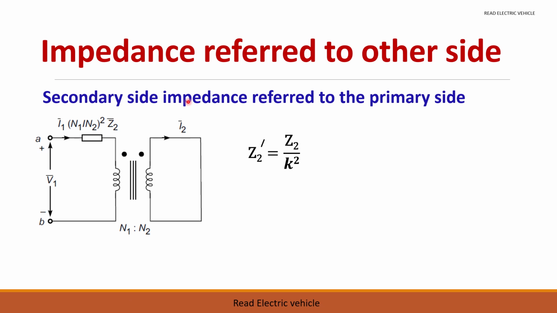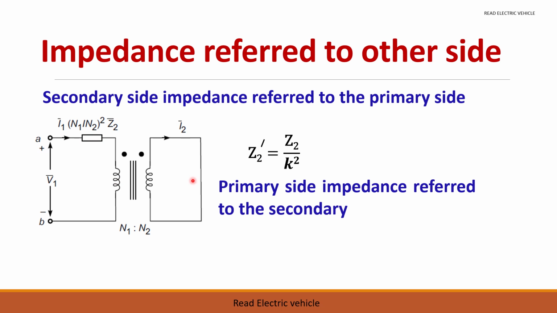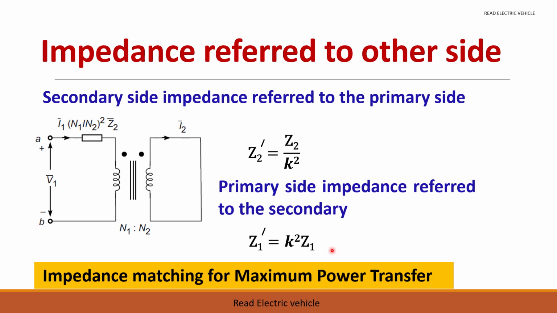So we saw that the secondary side impedance we are referring to the primary side. Similarly, if you have an impedance here, it can be referred to the secondary side also. By this relation, Z1 dash is equal to K square into Z1. This is particularly helpful when we want to match the impedance for maximum power transfer, because we have studied in the maximum power transfer theorem that when the source impedance equals the load impedance, maximum power will be transferred. So for such practical circuits, we can use this analysis.